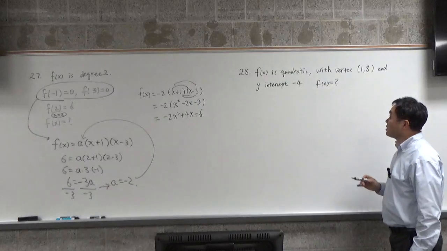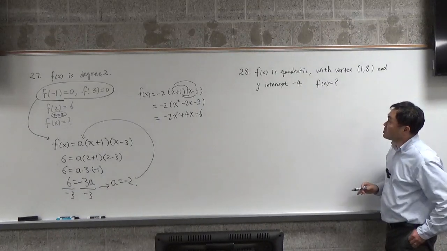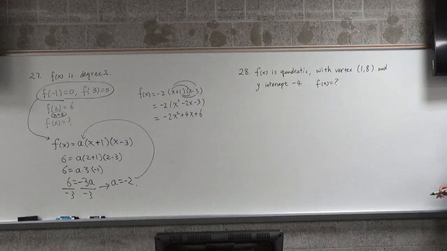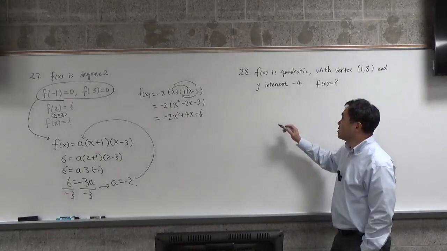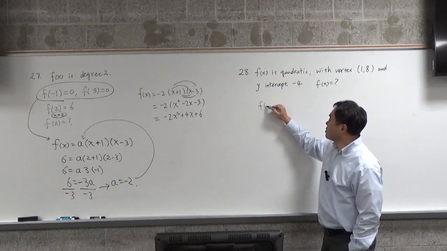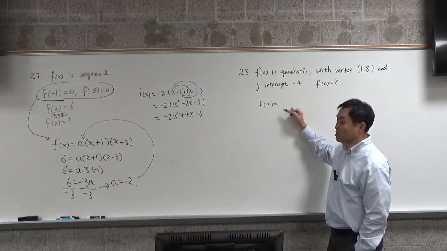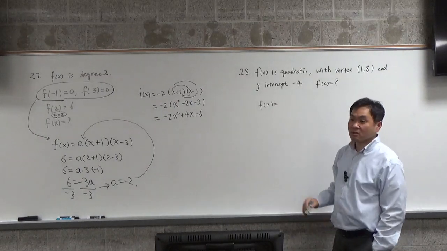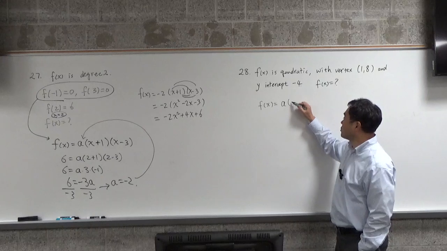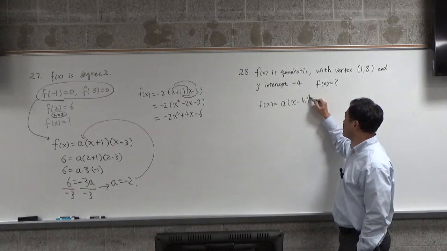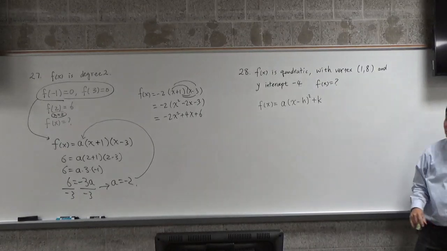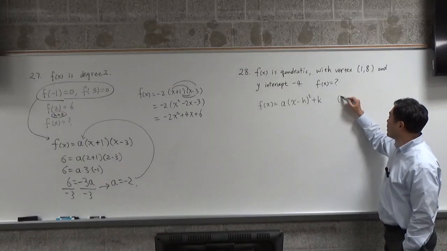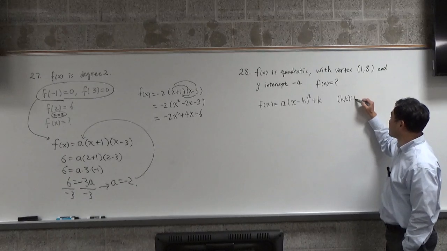All right. The next question, 28. F of x is quadratic with the vertex 1, 8 and y-intercept negative 4. What's f of x? Okay, so we need to know the vertex form of a quadratic equation. If you don't know this, then you won't be able to solve this question. This is the vertex form of a quadratic polynomial where h comma k is called the vertex.